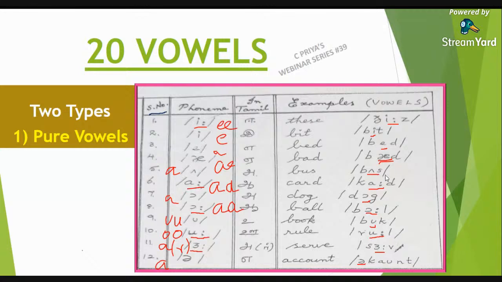After reading these phonetics, now I come to the word. Bus. How to pronounce B-U-S, not bus. How to read this? B-A-S. Bus. Sixth one, A with the colon, A sound. C-A-R-D. C produces the K sound. Here R is silent. R remains silent. So we have only the A sound. K, A with the colon, and D.